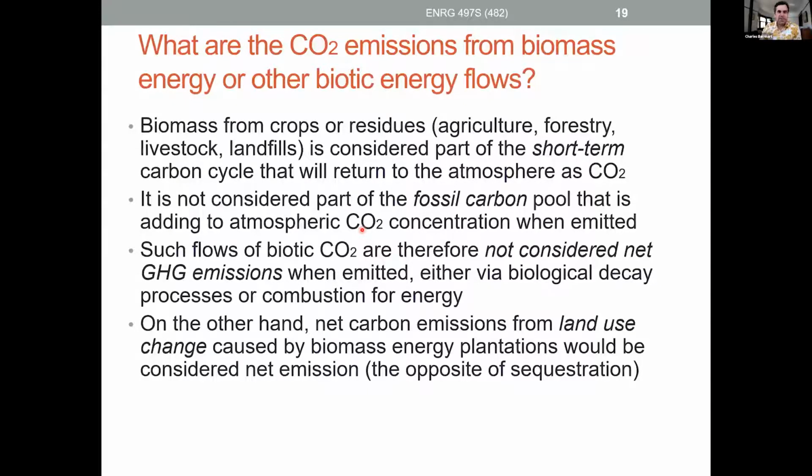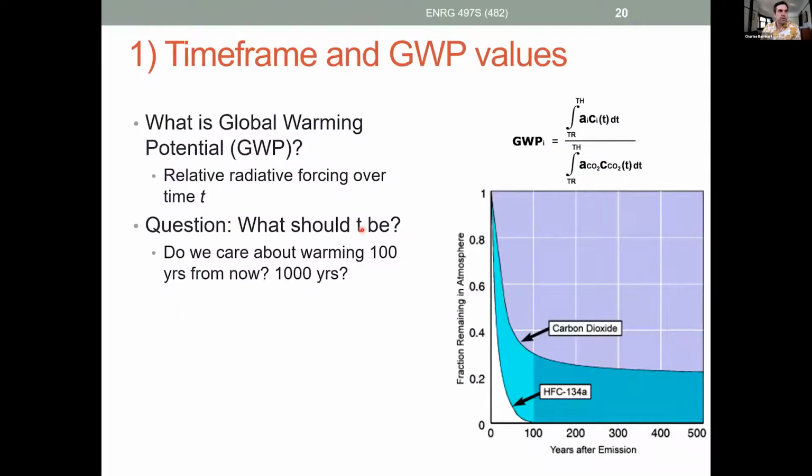But if a forest is being depleted, I would make the case that we should count those emissions. And land use change, certainly we should count. If we clear a forest to grow cows or grow palm oil, that would be something that would need to be accounted for. Okay, so now we're going to get into global warming potential values.